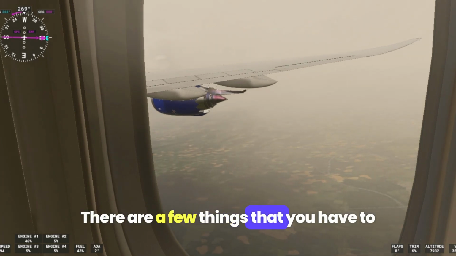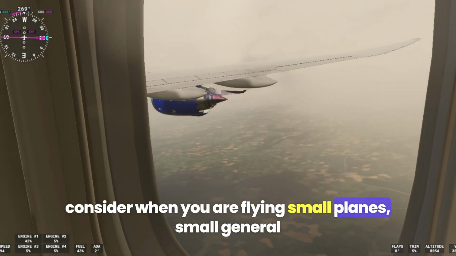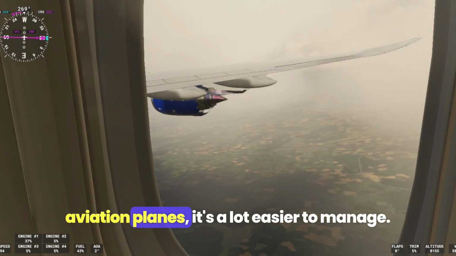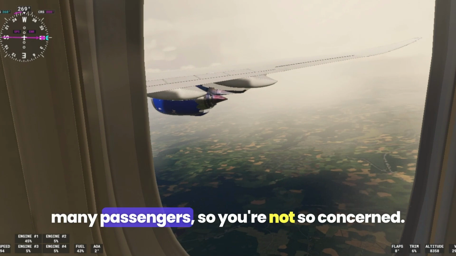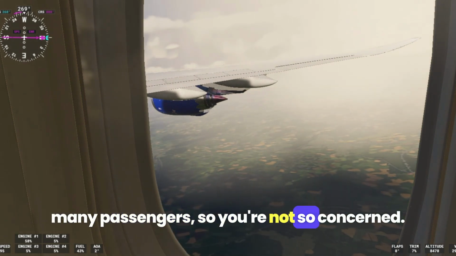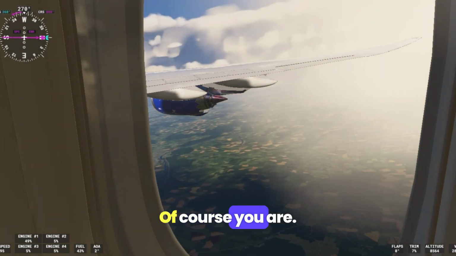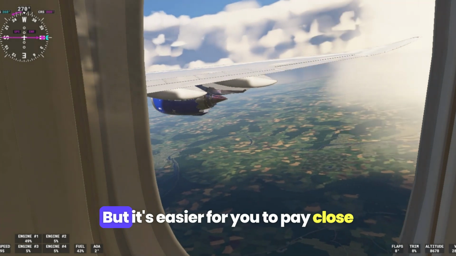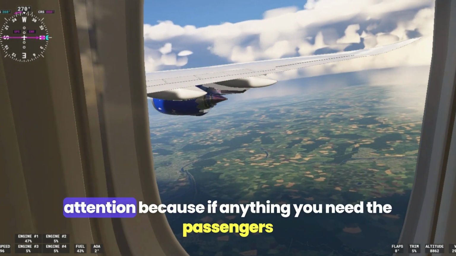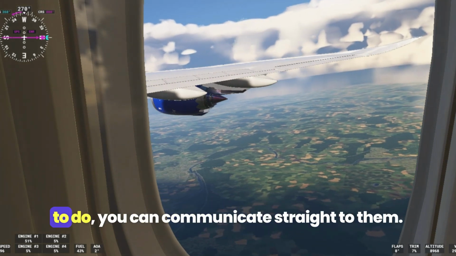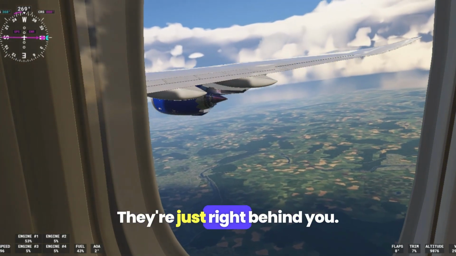So there are a few things that you have to consider when you are flying small planes, small general aviation planes. It's a lot easier to manage. First of all, you don't have that many passengers, so you're not so concerned. Of course, you are, but you just have to. It's easier for you to pay close attention because if there's anything you need the passengers to do, you can communicate straight with them. They're just right behind you.